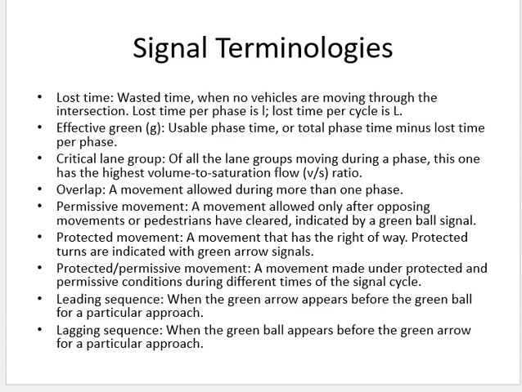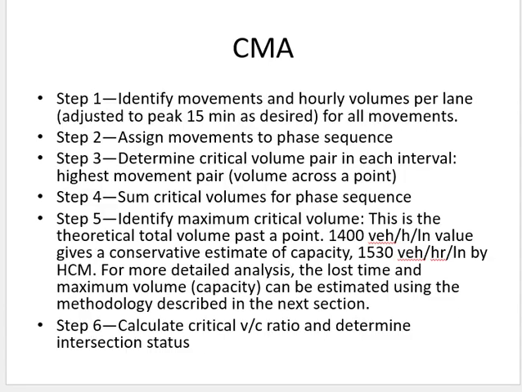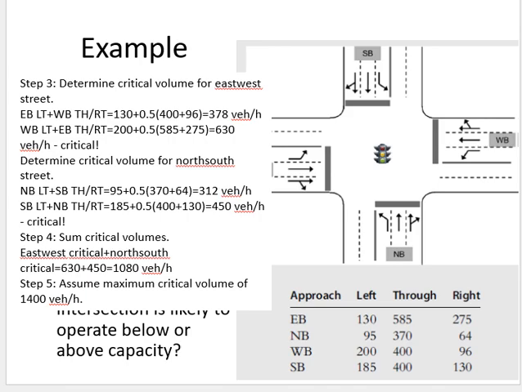So we are starting with step number 3 here. Obviously we did not discuss the phasing plan yet. What was step number 3? Step number 3 was to determine critical volume for each street, for each highway. So considering the east-west direction first.